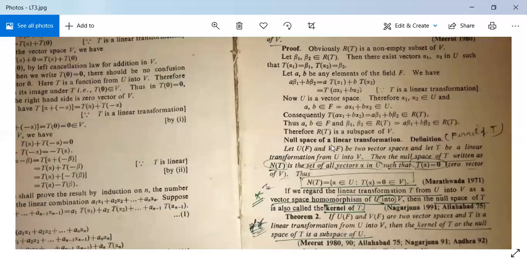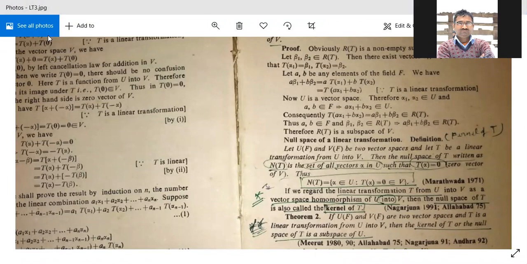Now come to the null space of a linear transformation. Suppose U and V are two vector spaces over the same field F, and T is a linear transformation from U into V. Then the null space of T will be written as N(T). It is the set of all vectors α such that Tα is equal to 0. It means the linear transformation T is sending α to the zero vector in V. Then all those vectors α of U which are sent to the zero vector by the transformation T constitute our null space. Therefore, null space N(T) is equal to all α in U such that Tα is equal to the zero vector in V.